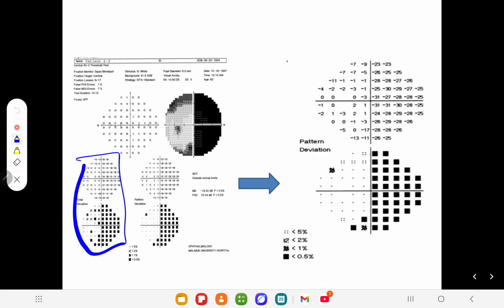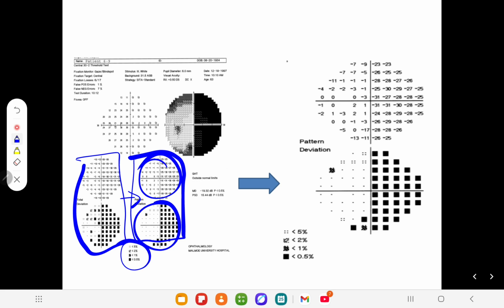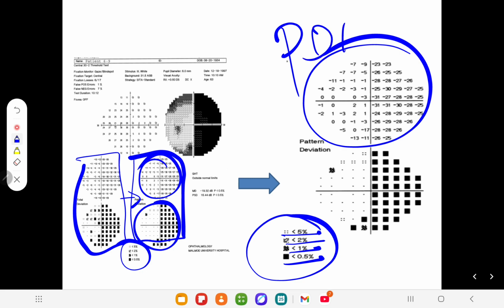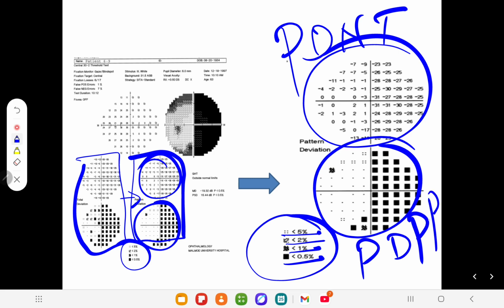This is the total deviation numeric plot and probability plot. This derivation is the pattern deviation numeric plot and probability plot. This symbol is always the same, no matter what: less than 5%, less than 2%, less than 1%, less than 0.5%. This is the pattern deviation numeric plot, and this is the pattern deviation probability plot. So don't panic about it, it's very simple. Again I'm emphasizing that the pattern deviation numeric plot is derived from the total deviation numeric plot, not from raw data.